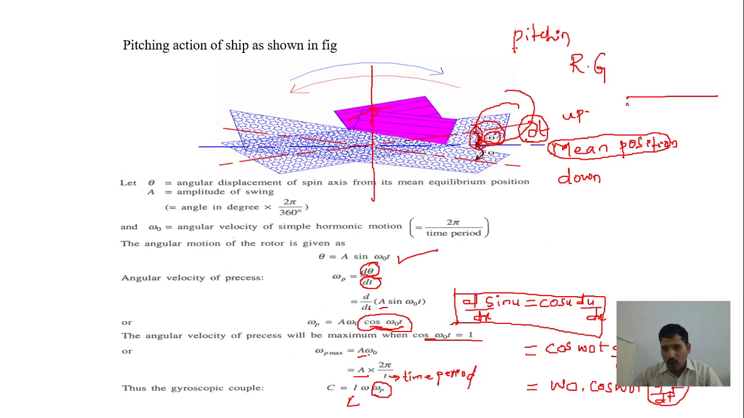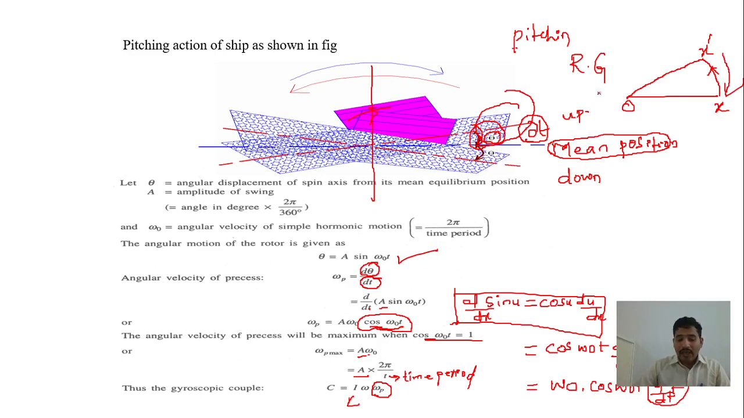This is OX. The ship is pitching upward, and the reactive gyroscopic couple will be like this. O to X indicates the initial angular momentum, and X to X dash indicates the change of angular momentum, OX dash. X to X dash indicates the active gyroscopic couple, and the reactive gyroscopic couple will move in the opposite direction.